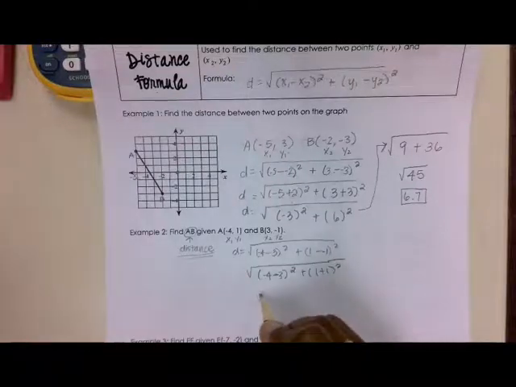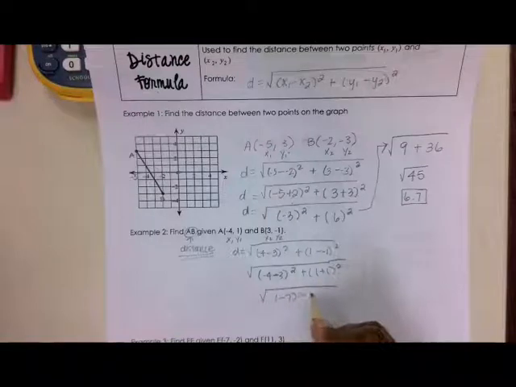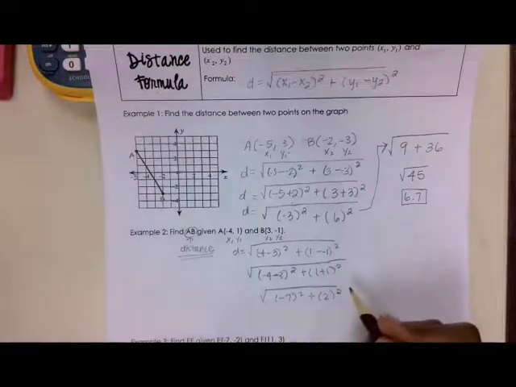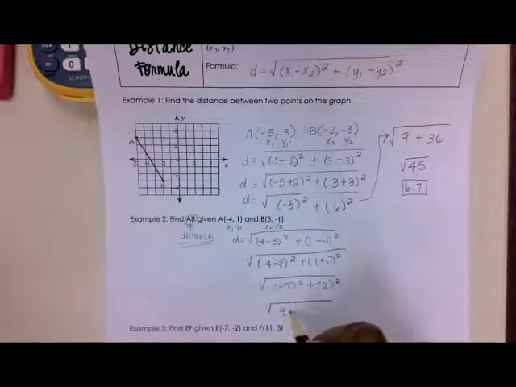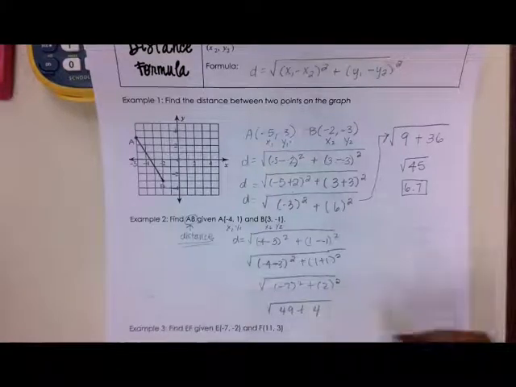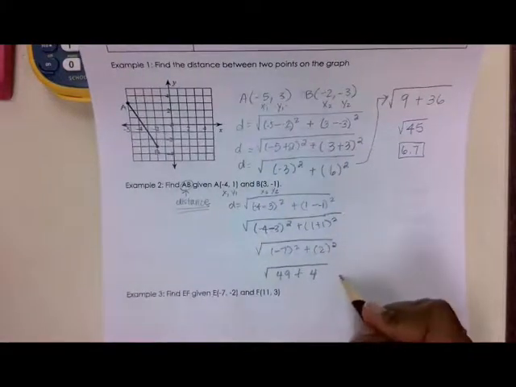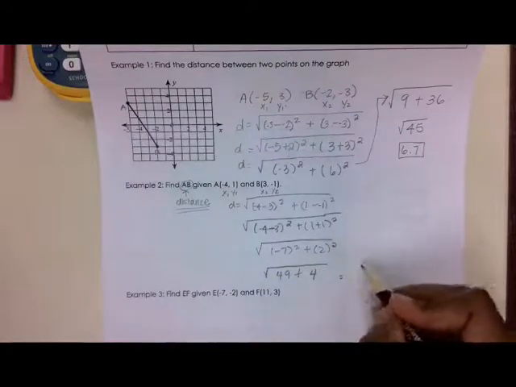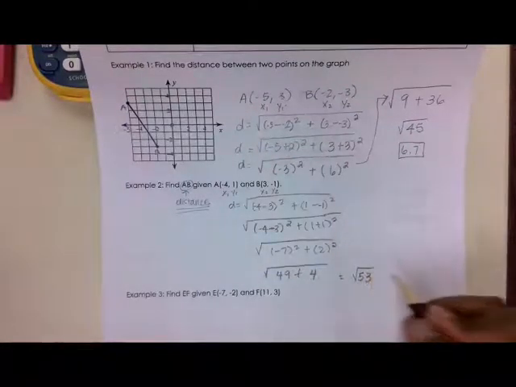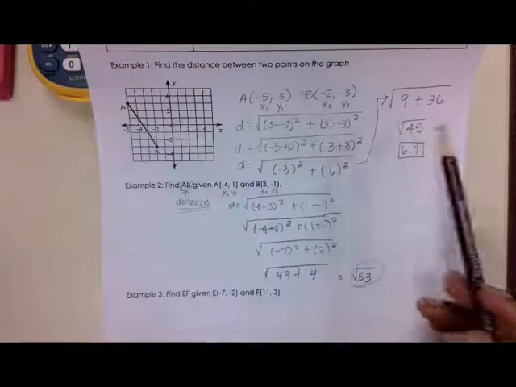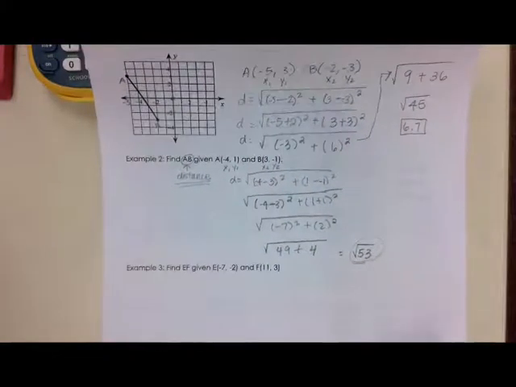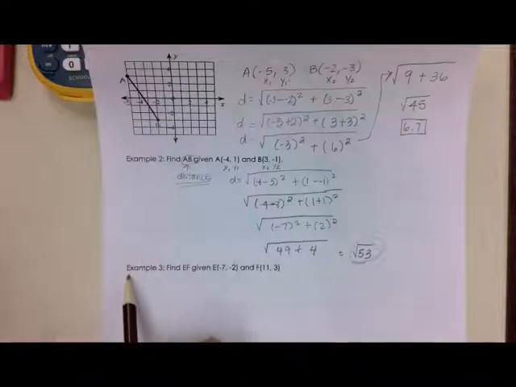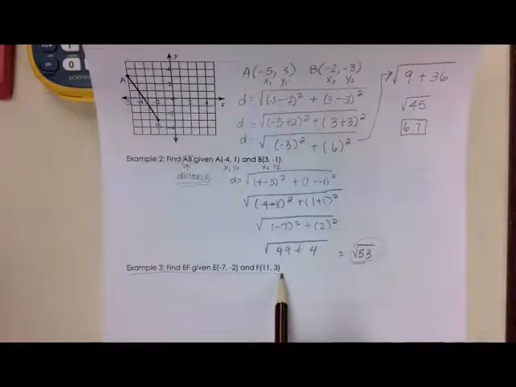Negative 4 minus 3 is negative 7, plus 1 plus 1 is 2. So negative 7 squared is 49, plus 2 squared is 4. So then 9 plus 4, square root of 53. You can keep it like this. I forgot up here, you guys don't know how to simplify radicals yet, so we're going to go ahead and just keep it as the square root. Okay? If you want to do a decimal, that's fine too. Okay, I want you to try example 3 by yourself, okay, and then check the answer with the PDF. Alright?